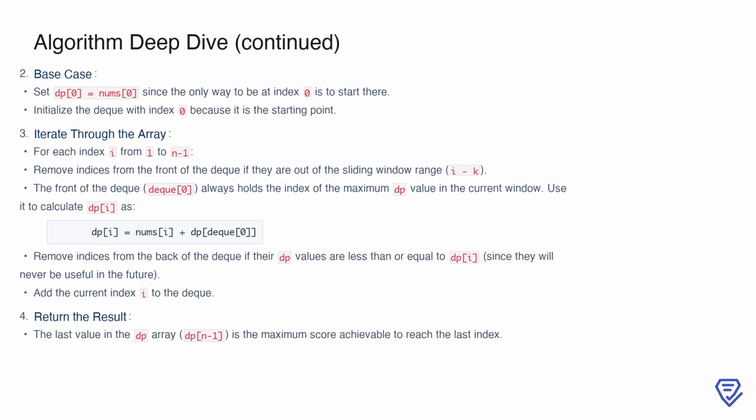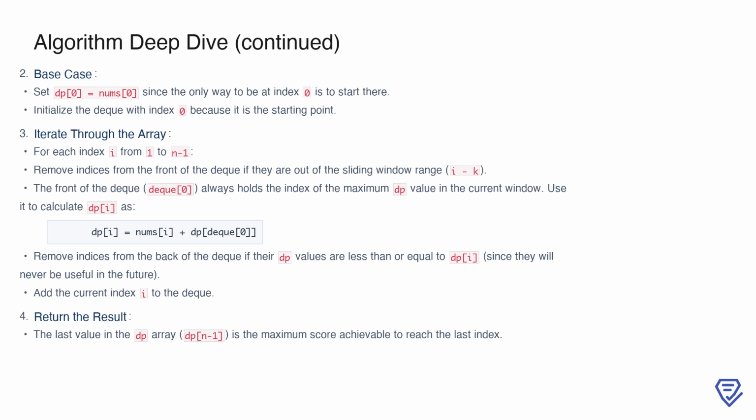At each step, we first remove indices from the front of the deque if they are no longer within the valid range of the sliding window, defined as the last k indices. This ensures the deque always represents the current window. The front of the deque now holds the index of the maximum dp value within this window, so we use it to calculate the score for the current index i as dp[i] equals nums[i] plus dp[deque[0]].